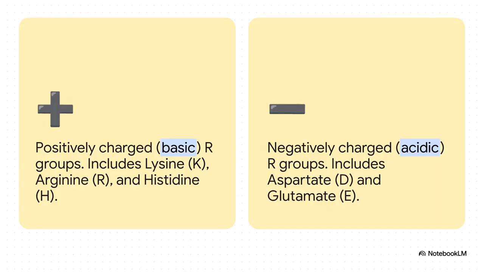And finally, we have our last two families, the ones that carry a full electrical charge. You've got the positive pals, lysine, arginine, and histidine, and the negative Nancys, aspartate and glutamate. These charges are absolutely vital for how proteins grab onto other molecules.